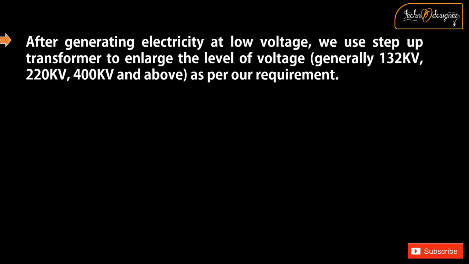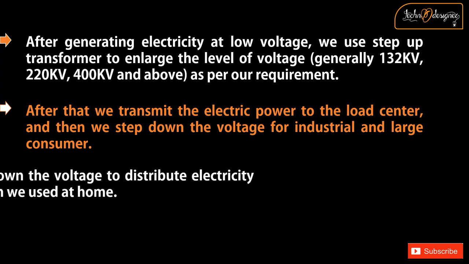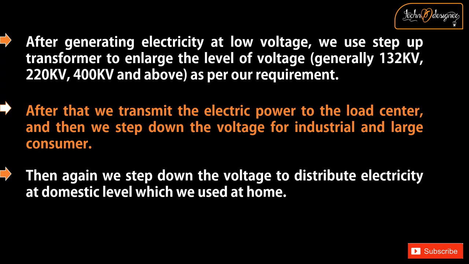After generating electricity at low voltage, we use a step-up transformer to enlarge the level of voltage, generally 132 kV, 220 kV, 400 kV, and above, as per our requirement. After that we transmit the electric power to the load center, and then we step down the voltage for industrial and large consumers. Then again we step down the voltage to distribute electricity at domestic level, which we use at home.